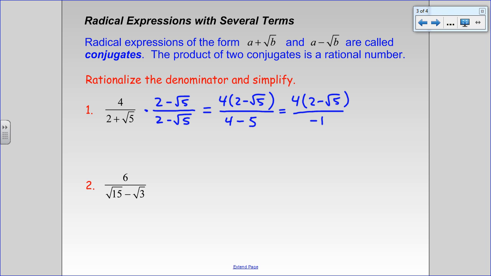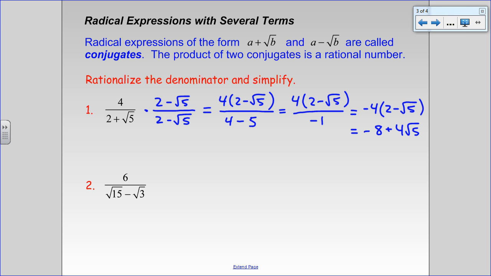So 4 divided by negative 1 leaves us with negative 4 times the quantity, 2 minus the square root of 5. Or we can multiply that answer out to obtain negative 8 plus 4 times the square root of 5.